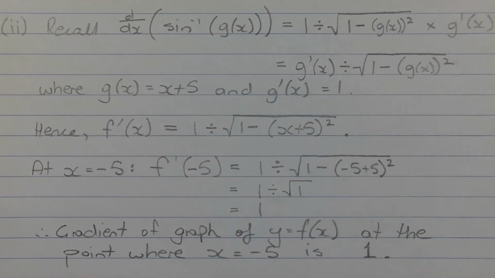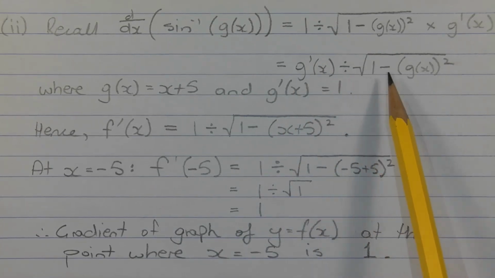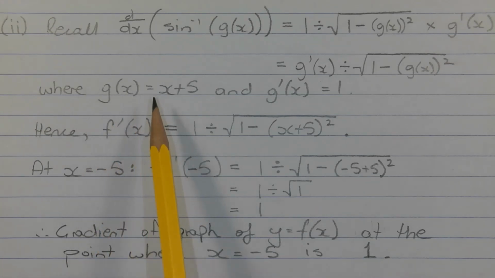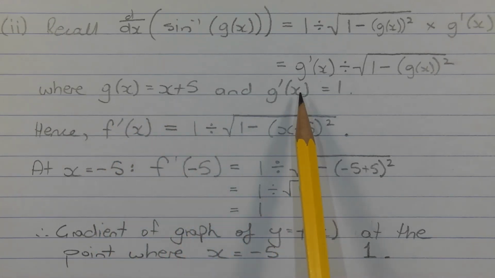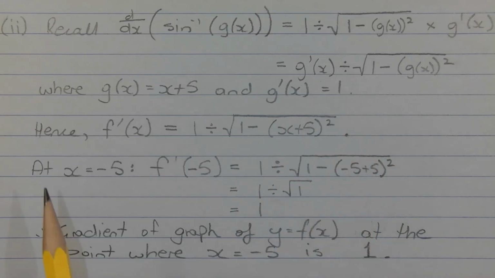Or we can express it in fraction form as g dash of x over the square root of 1 minus g of x squared. In this case, g of x is equal to x plus 5, and g dash of x is the derivative of g of x, and that equals 1. Hence, f dash of x is equal to 1 divided by the square root of 1 minus (x plus 5) squared.